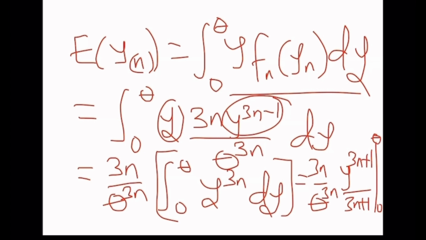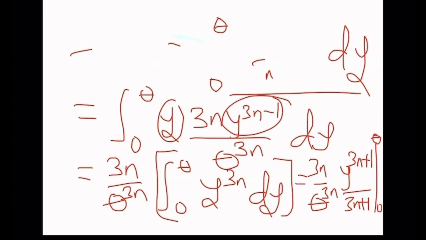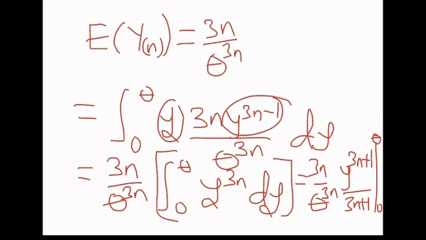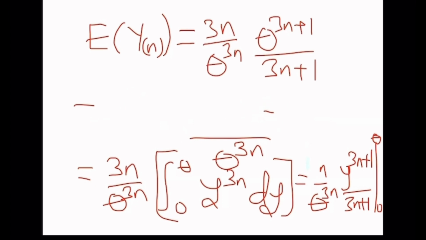So what I'm trying to tell you now is that wherever you see y, we're going to plug in theta, and we're going to plug in 0 and subtract that. In the end, I'm going to write what the expectation is going to be. The expectation of that, we automatically get 3n over that, then theta raised to power 3n plus 1, divided by 3n plus 1. All we need to do now is to simplify.